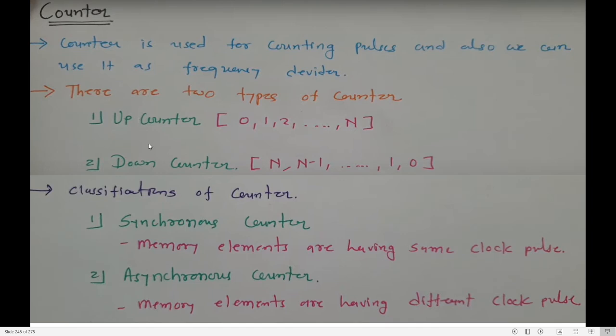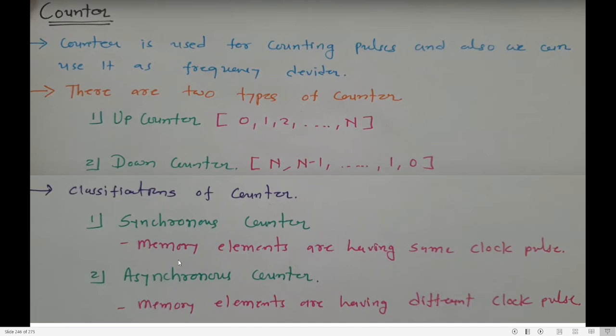There are two types of counter. One is up counter, the other one is down counter. What is up counter? Up counter is used to count the clock pulses in forward fashion, that is 0, 1, 2 till n. What is down counter? Down counter is used to count the clock pulses in reverse, backward fashion, n, n minus 1, till it reaches 0. Clear? So there are two types of counter, up counter and down counter. Up counter counts from 0 to n, down counter counts from n to 0.